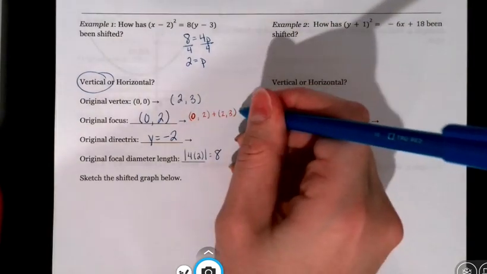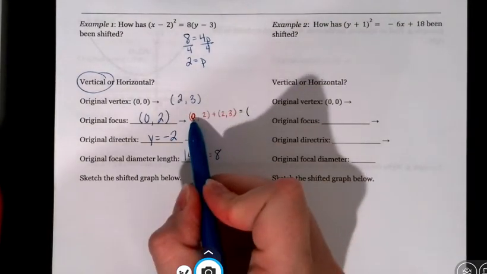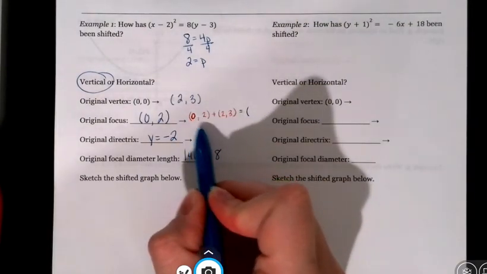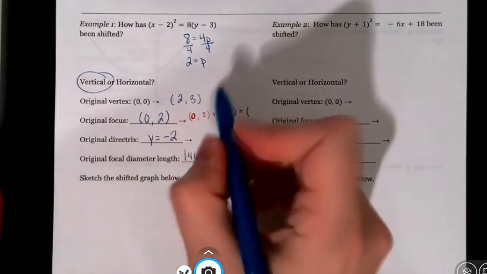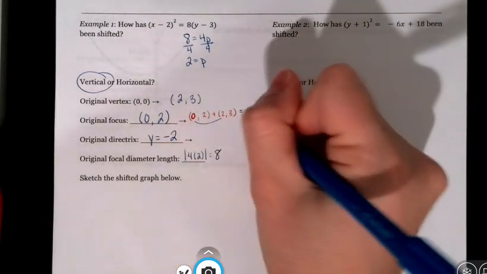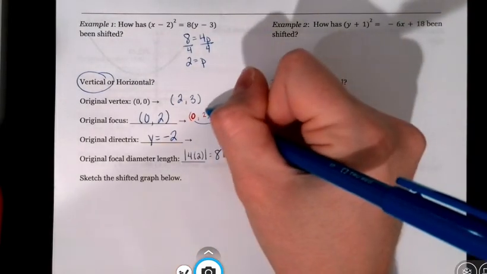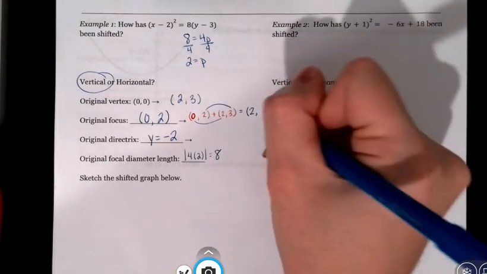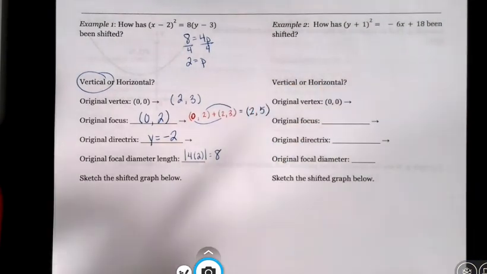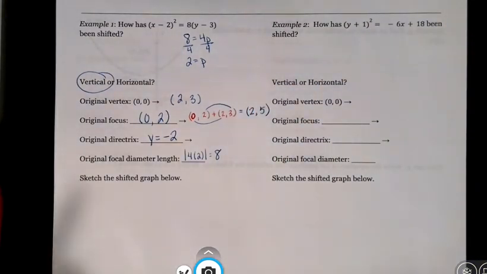What that gives me is, my x values, 0 plus 2. I add those and I get my x value of 2. And then 2 is my y value plus 3 is my y value, which is 5. So my new focus is 2, 5.